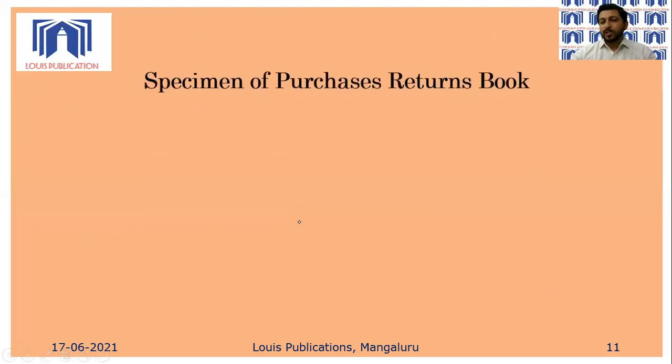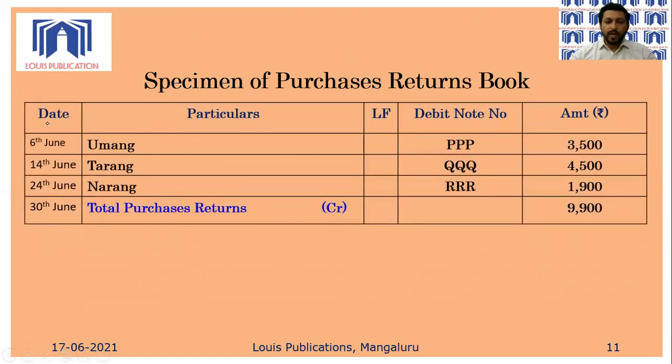Next, how does a purchases returns book look? We have just the name of the supplier, the debit note number, and the date on which the goods are returned. The particulars are written over here. The ledger folio shows the page number on which these suppliers' accounts are prepared in the ledger book.